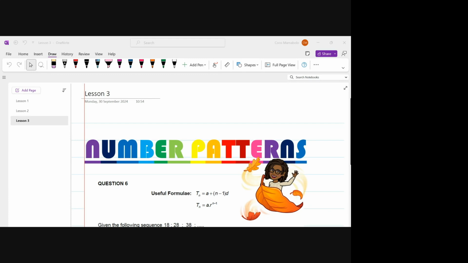So today we're going to be looking at number patterns. We are going to look at some challenging number pattern questions, but we're going to start with an easy question today. All right, let's do a quick recap of what we know.